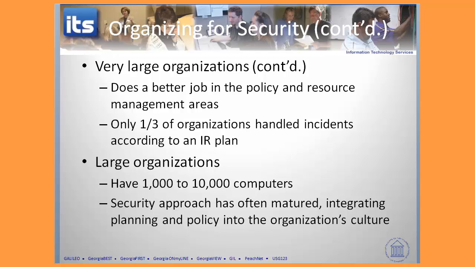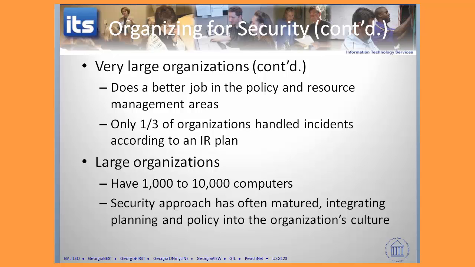All right, well, we've talked about some of the characteristics of very large organizations and the challenges they have. They're going to have some challenges with complexity. They're going to have large budgets, but they typically spend less per user of that budget. Their budgets will tend to grow faster than the general IT budget. They tend to do a good job in policy and resource management. They tend to be challenged in incident response because, to be honest, a lot of incidents are going on.